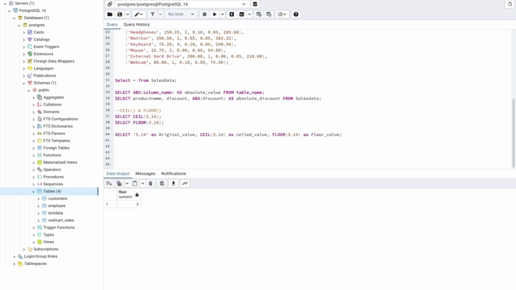Let's execute this. See, original value 3.14 is rounded up under the CEIL and rounded down using floor.